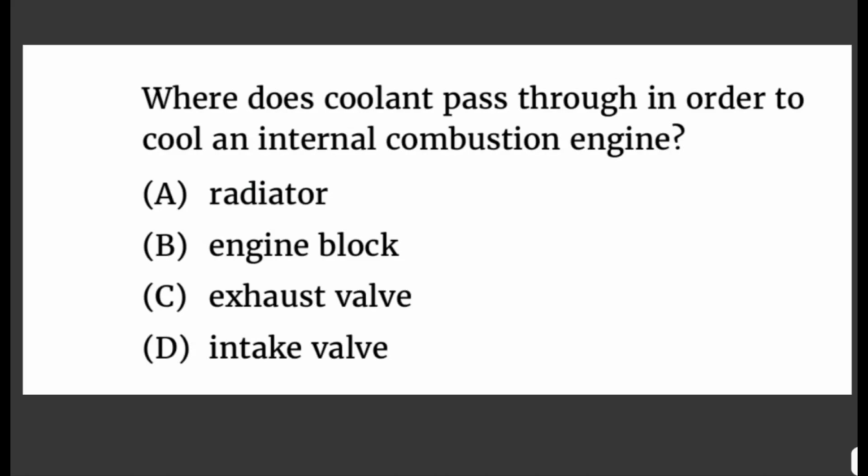Where does coolant pass through in order to cool an internal combustion engine? A. Radiator. B. Engine block. C. Exhaust valve. Or D. Intake valve. The answer here is letter B. In order for coolant to lower the temperature in an engine, it must absorb heat by passing through the engine block, where it absorbs the heat and then returns to the radiator to cool down again.